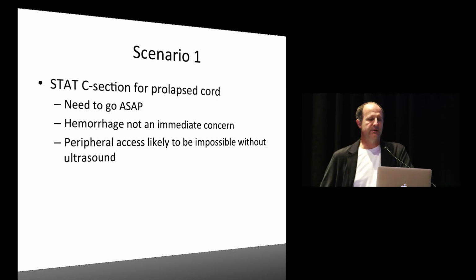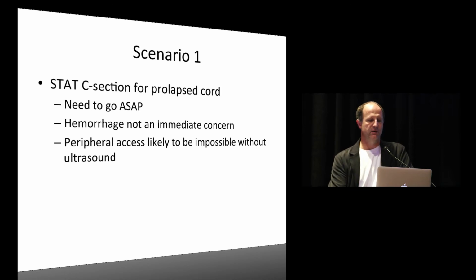So that's the stat C-section for the prolapsed cord. They are really in a rush to go, and there's lots of chaos going on, and now you're really not concerned about hemorrhage at this point. What you're really interested in is getting access enough to get this woman to sleep so they can get the baby out as soon as possible. And when you look at this woman, you just really don't see any IVs.